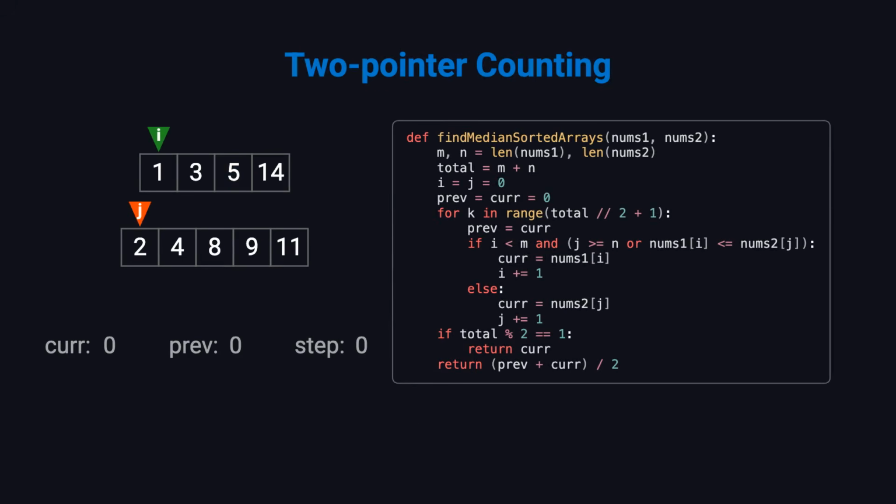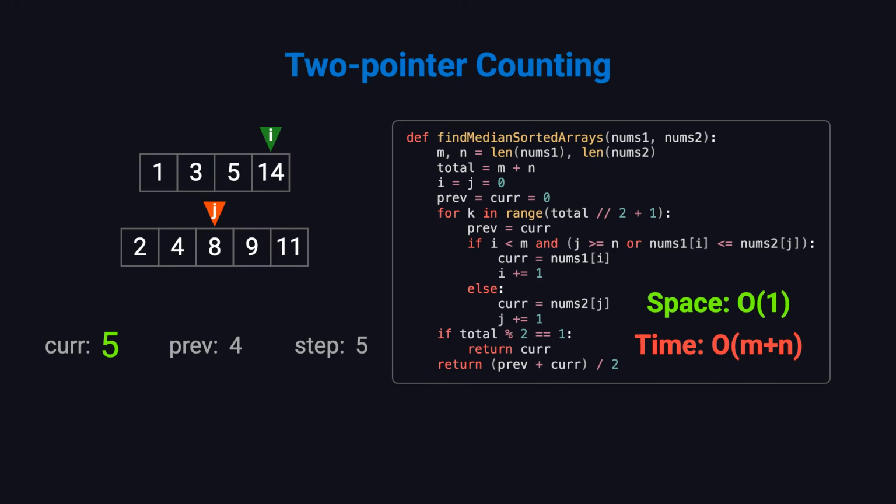A slight improvement is to use two pointers with counting. Instead of actually building a new merged array, we just use two pointers starting at the beginning of each array. Each time, we compare the elements the two pointers are pointing at and advance the one with the smaller value. Once we've advanced to the halfway point of the total count, we've found our median. This saves us the extra array space, bringing space complexity down to O(1), but the time complexity is still O(m+n), still not fast enough. To hit that logarithmic complexity, we need a completely different approach.